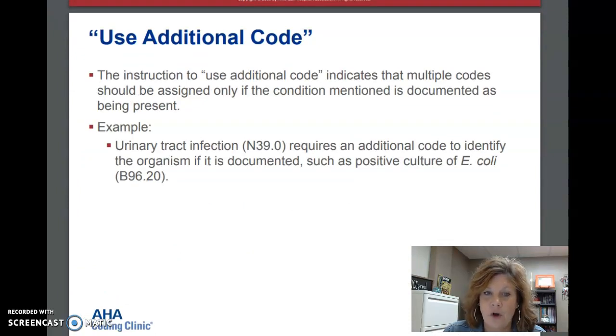Use an additional code. An example here: urinary tract infection requires an additional code to identify the organism, such as a positive culture of E. coli. So that's what it's telling you when I code a UTI, that I have to look to see if there's an organism present. Because if somebody has an infection, they should have an organism present that's causing that infection. Sometimes we don't know what it is, but if they're telling you what it is, you need to code it.